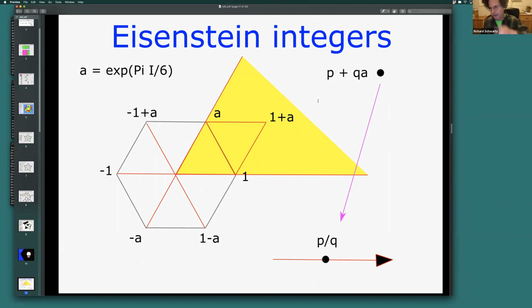And you can just think of the Eisenstein integers in this yellow sector as, this is supposed to go on forever, positive rational numbers, because P over Q corresponds to P plus QA. This just gives you a bijection between the positive rational numbers and the Eisenstein integers. And then the Eisenstein integer is called primitive if this P over Q is in reduced form. So 1 plus A would be an example of a primitive Eisenstein integer.